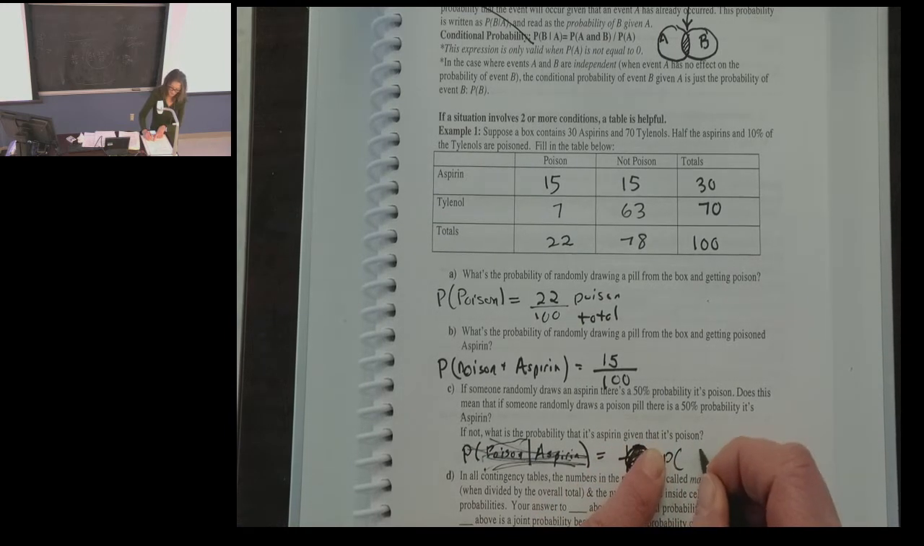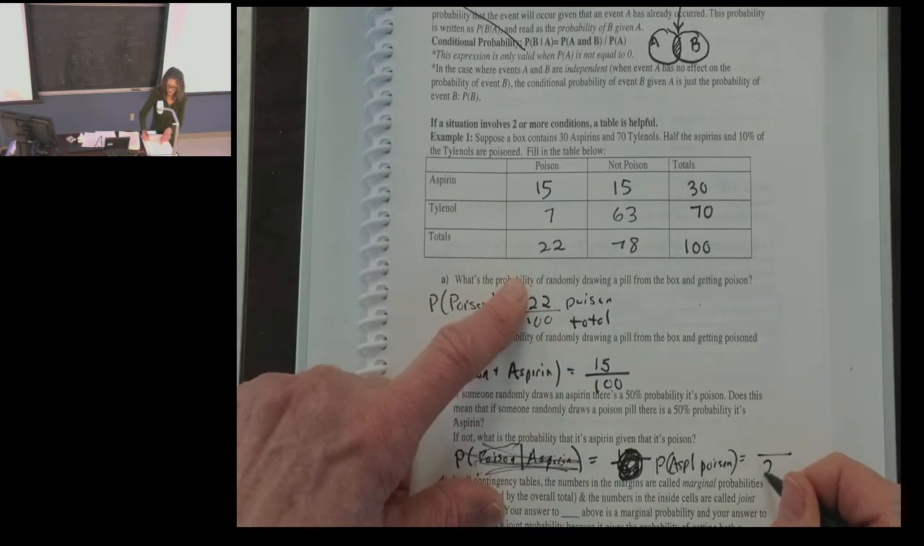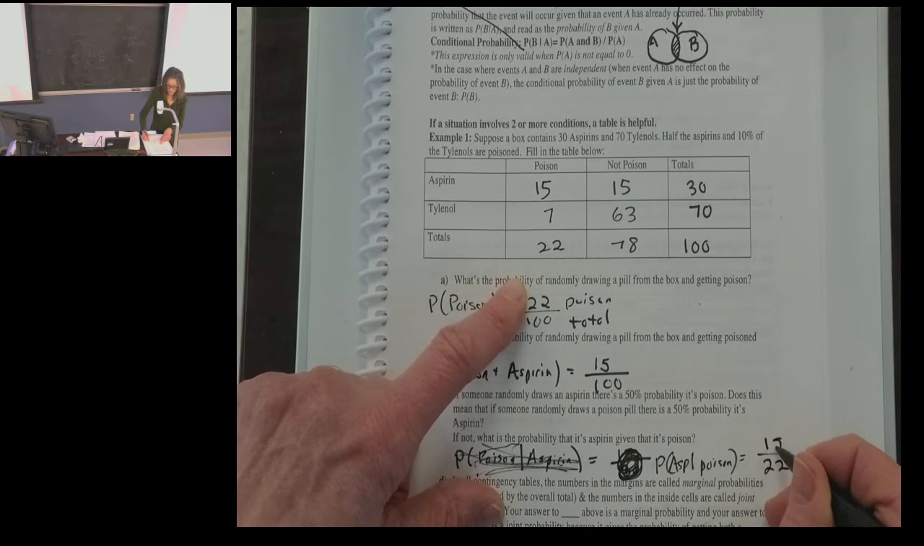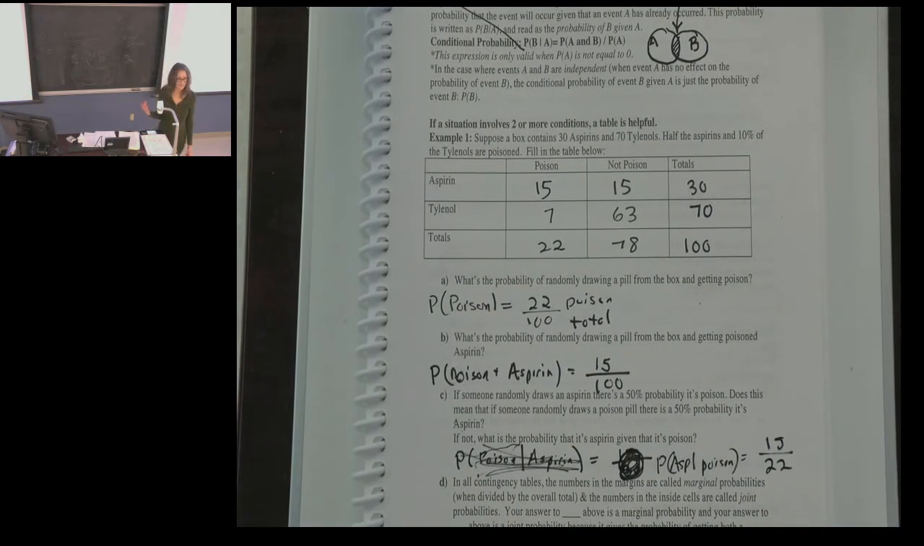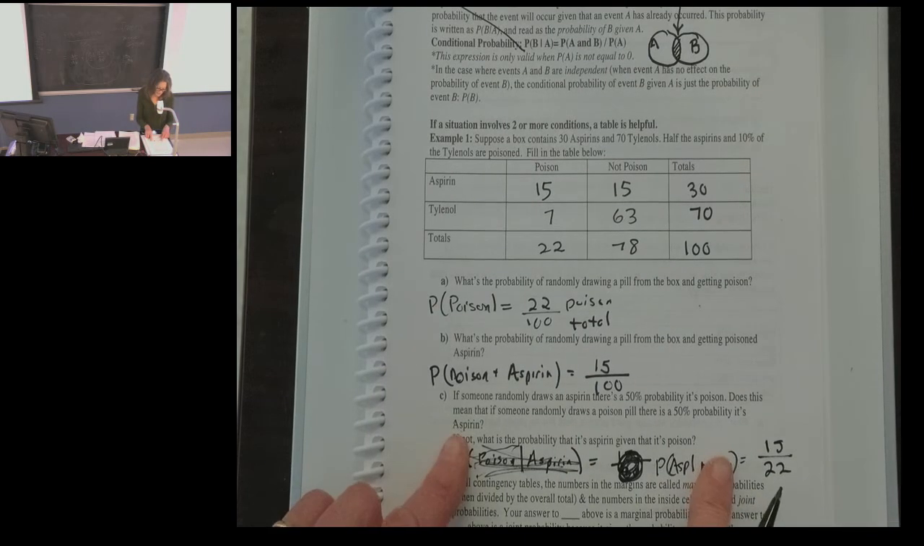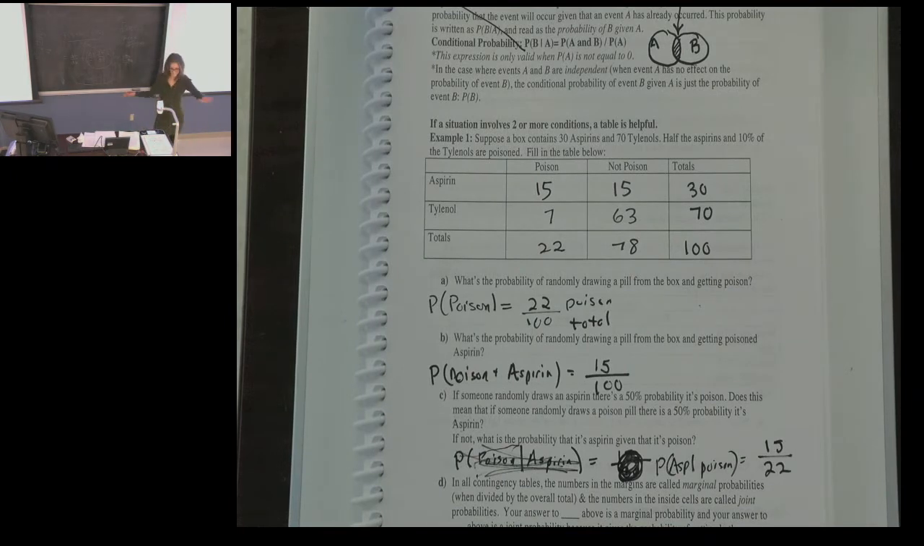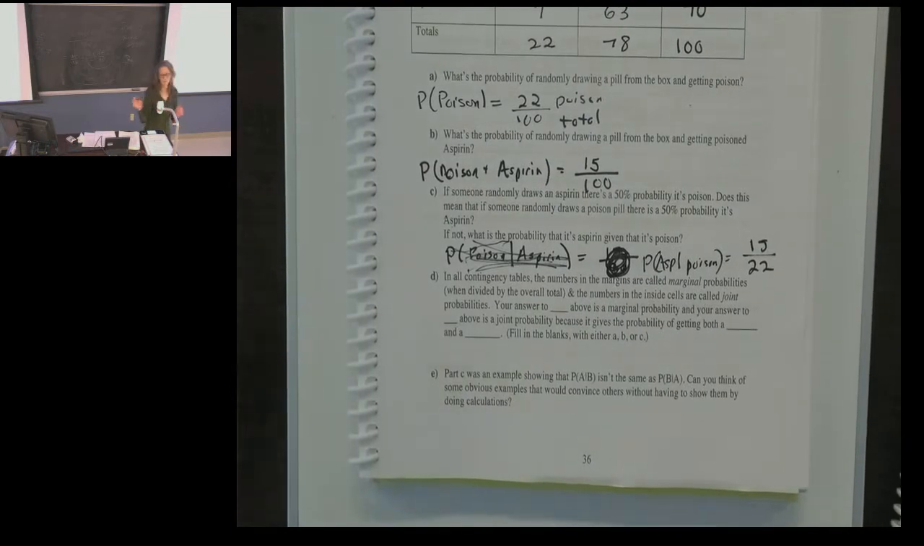Okay, so given that it's poison, what's the probability that it's aspirin? Given that it's poison, I look for the poison. How many of those are aspirin? And that's what I want. Does everybody understand? And that's not the same as the other one. So the probability of A given B is not the same as B given A, is all I'm trying to point out. And sometimes making a mistake helps.